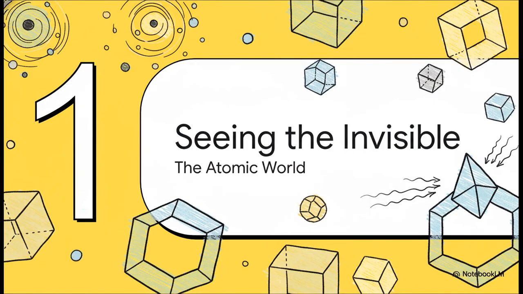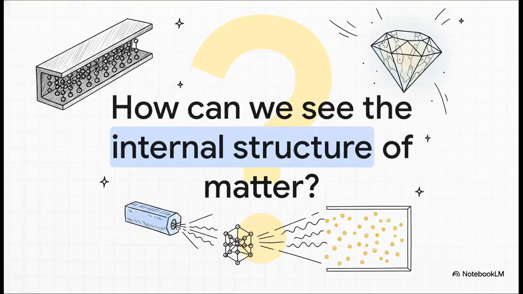All right, let's start with the big problem. Our entire world is built out of atoms, right? But how in the world do you study something that you can't possibly ever see? I mean, this is the question that really had scientists scratching their heads for decades. If you want to understand why steel is strong or why a diamond is so hard, you have to know how its atoms are arranged.